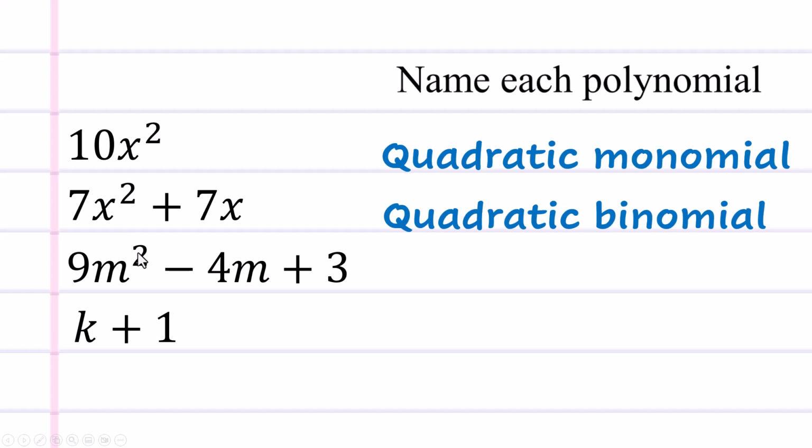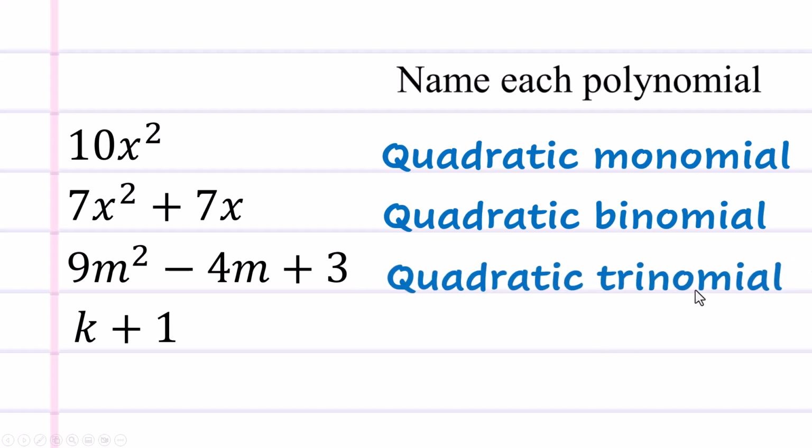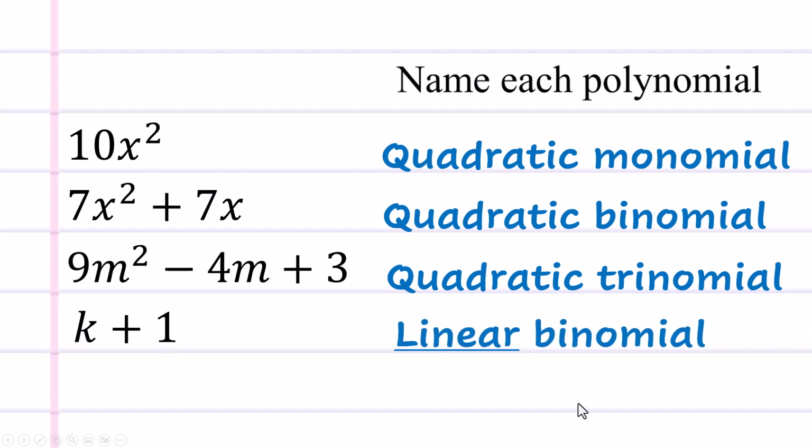This one is also going to be quadratic. 2 is the highest one. You're going to work with a lot of quadratics this semester, which is why I'm leaning on this. But how many terms does it have? We got 1, 2, 3. So that's a quadratic trinomial. K doesn't have an exponent written here, so the exponent is 1. That makes this linear. But it has 2 terms, so this is a linear binomial, linear meaning line.